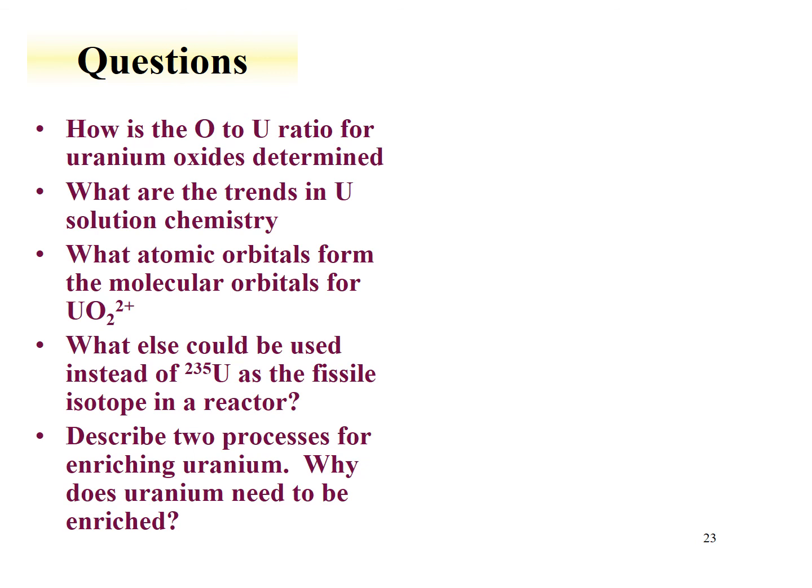And describe two processes for enriching uranium: a laser-based method, two gas methods, centrifuge and diffusion. And why does uranium need to be enriched? The amount of natural uranium-235 is 0.7%, and for light water reactors, you would like that fuel to be above, let's say, around 3%. So that 235 needs to be at a higher level, and that's called enrichment.